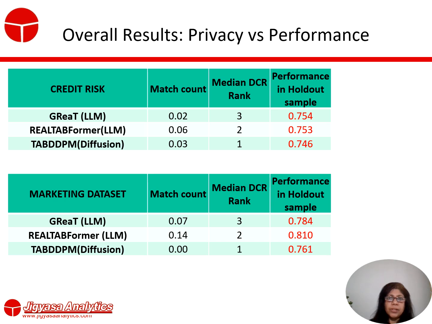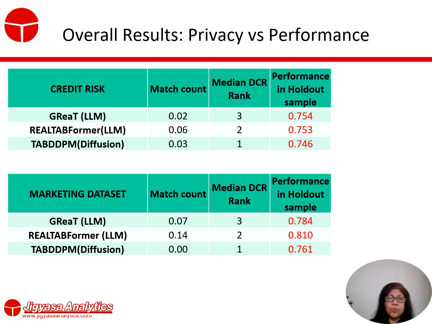We combine all the results on this slide to understand the differences in performance between the three synthetic samples. We show match count, median DCR rank, and performance on the holdout samples all together on this slide. As we have seen before, lower match count is better, and we can see that overall TabDDPM performs the best in terms of match count. TabDDPM also performs the best in terms of median DCR rank.